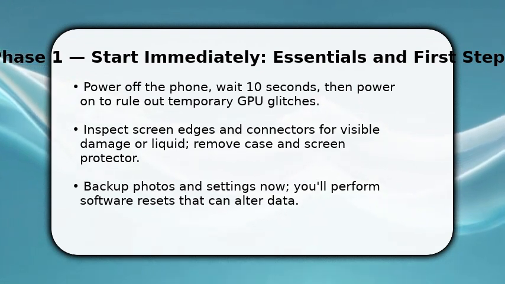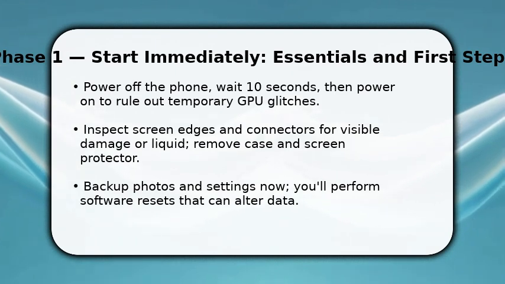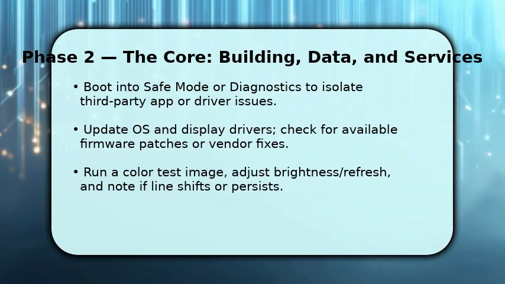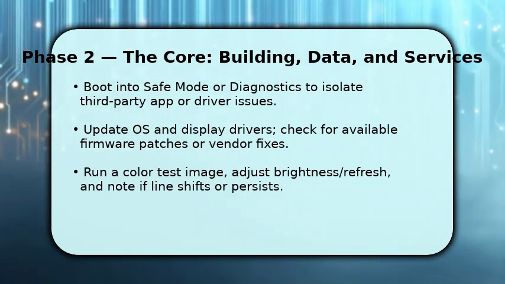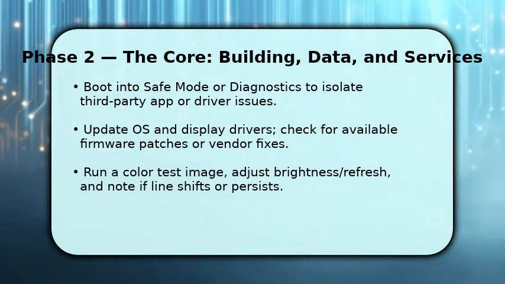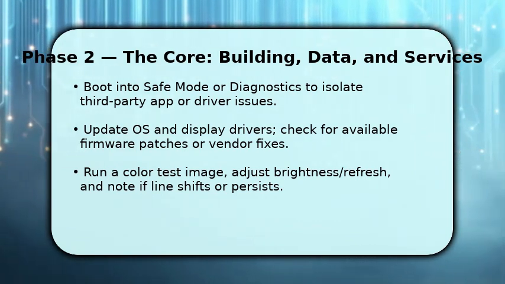Once done, back up photos and settings so you can safely run deeper software checks without risking data loss. You now isolate software versus hardware. Boot into safe mode or the built-in diagnostics to see if a third-party app or driver is causing the green line. If the line vanishes, uninstall recent apps.